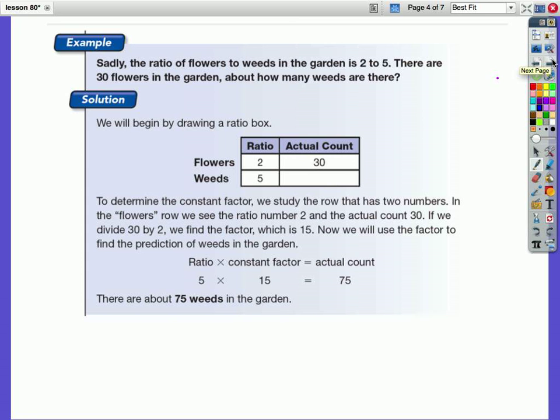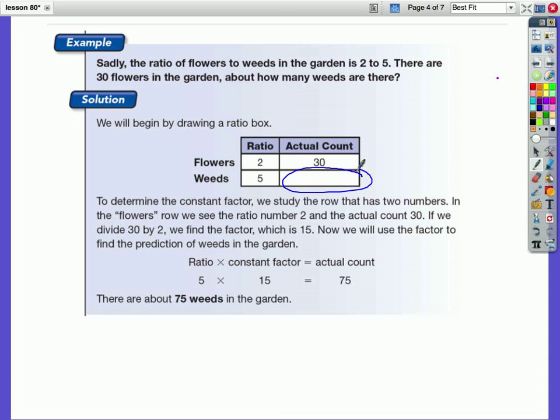So sadly, the ratio of flowers to weeds in the garden is 2 to 5. There are 30 flowers in the garden. About how many weeds are there? So we begin by drawing a ratio box. So I did my ratio, my actual count, flowers, weeds. Flowers was 2, weeds 5. The actual count, we had 30 flowers. We're looking for how many weeds.